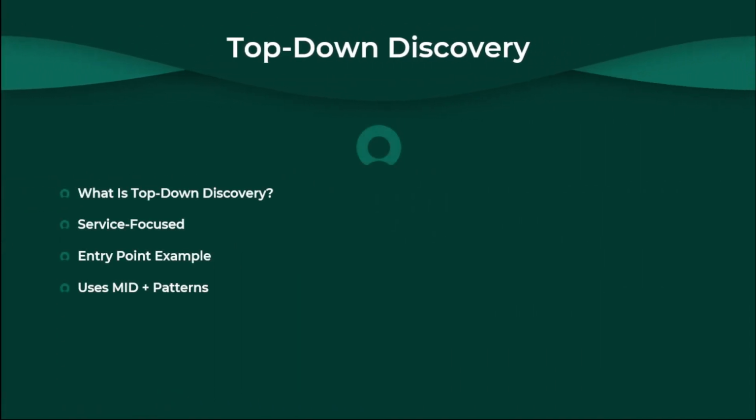Let's begin with top-down discovery, a more focused, service-driven approach compared to horizontal discovery. What is top-down discovery? Instead of scanning everything on the network, top-down discovery starts with a known entry point, such as a URL, port, or IP, and works its way downward to discover related infrastructure. Service focused: this method is ideal for building service maps, where you care more about how components work together and deliver a business application.